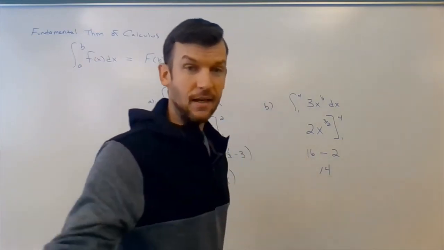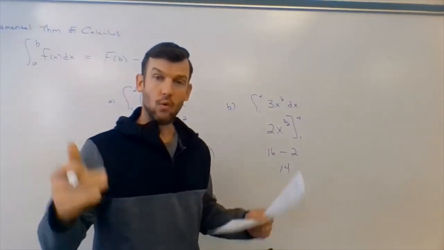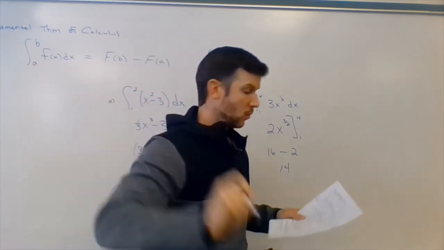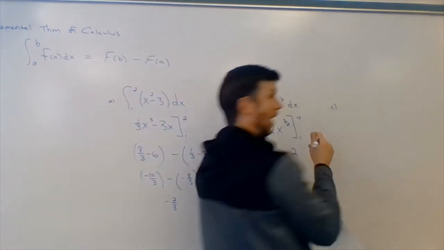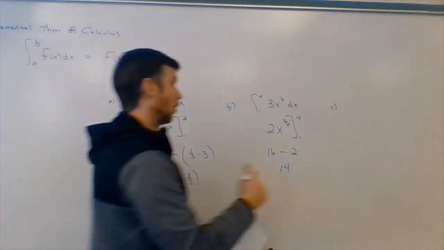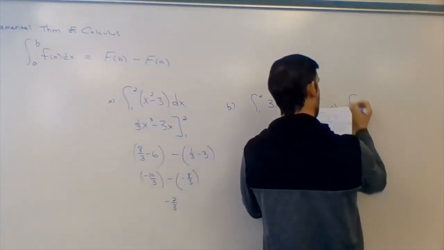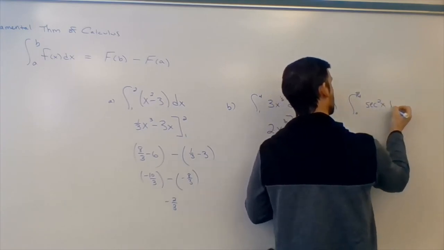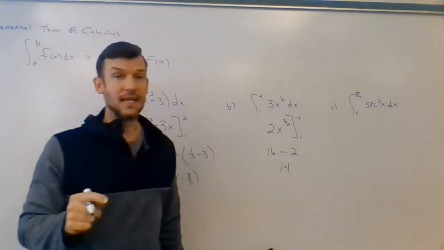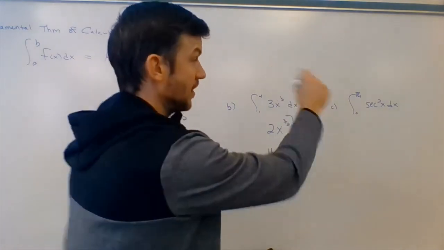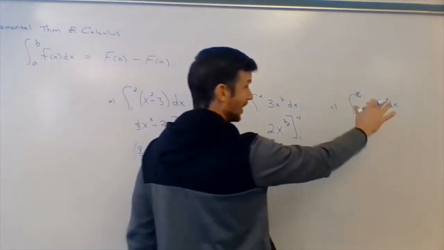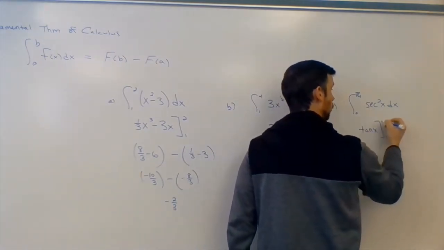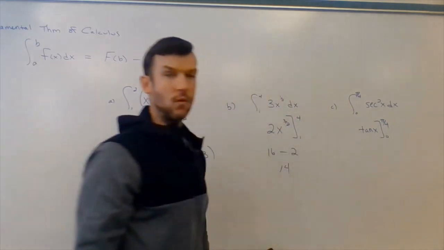Like I said, for the only integration problems we know how to do until we get to chapter 5, the only ones we know how to do are power rule problems or specific trig problems. So we have the integral from 0 to pi over 4 of secant squared of x dx. Well, I know that the derivative of tangent is secant squared of x. So the antiderivative of secant squared is tangent of x. We're evaluating from 0 to pi over 4.